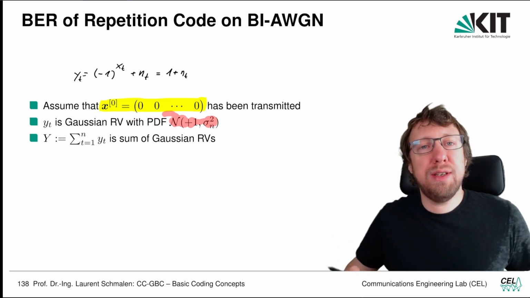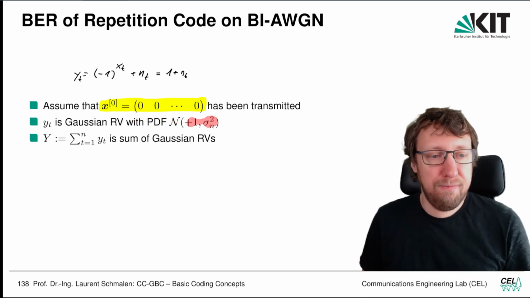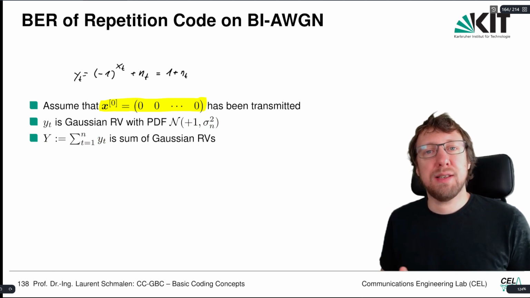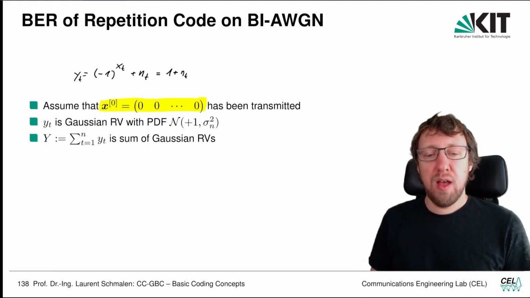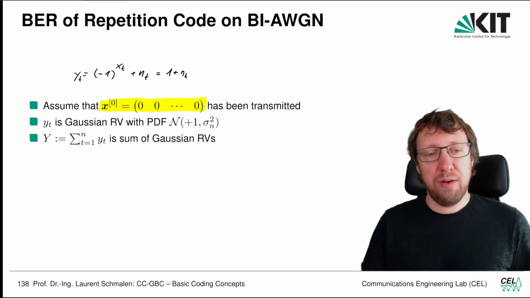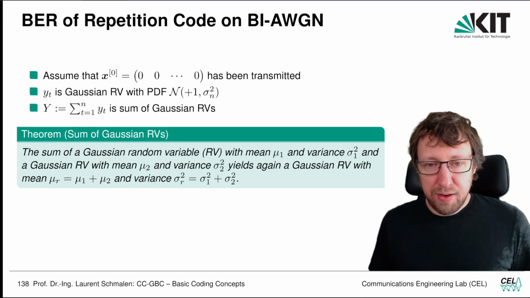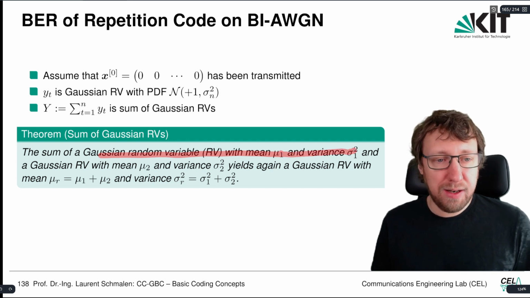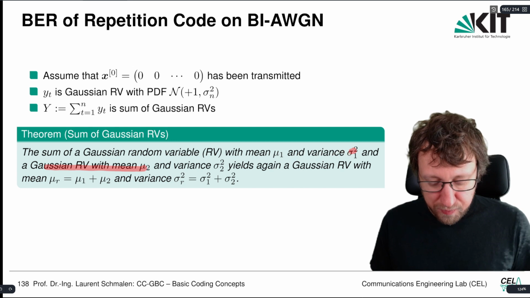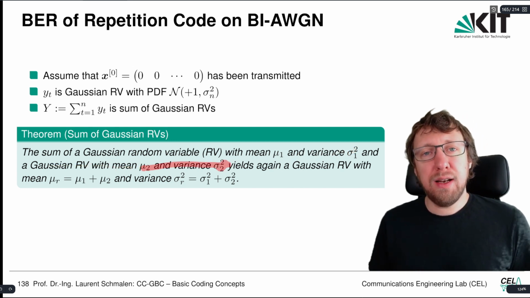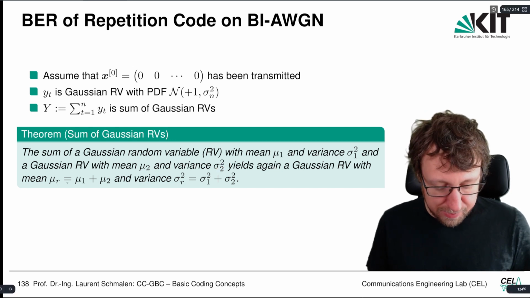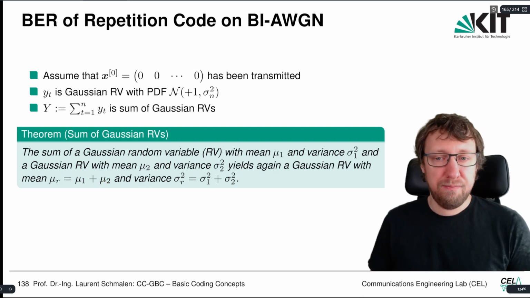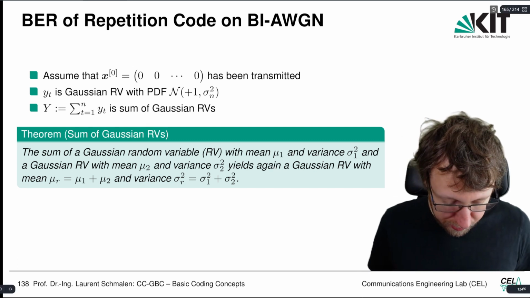And now at the receiver, we calculate the sum of the yt's. We calculate capital Y, the sum from t equals 1 to n of yt. This is a sum of Gaussian random variables, and now we have some theory on the sum of Gaussian random variables. We know that if we take the sum of a Gaussian random variable with mean mu1 and variance sigma 1 squared, and another Gaussian random variable with mean mu2 and variance sigma 2 squared, we get another Gaussian random variable with the mean that is the sum of the two means, mu1 plus mu2, and the variance is the sum of the two variances.